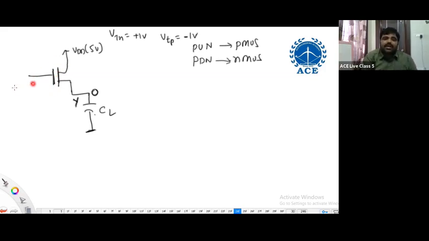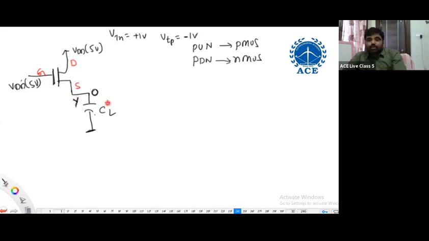To switch on this N-channel MOSFET, what should be applied here? Logic 1. To switch it on, the gate must be connected to logic 1, let me say VDD, which is 5 volts. Now, which one is gate, which one is drain, which one is source? This is gate, this is drain, this is source. Why? Higher potential is drain, lower potential is source. Gate is the other terminal.